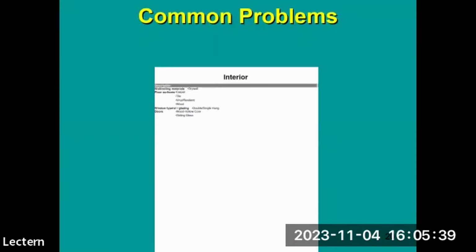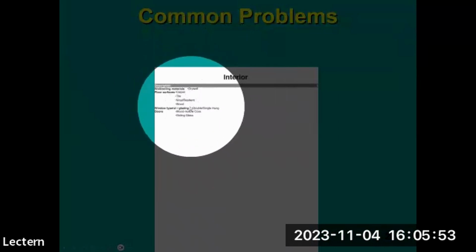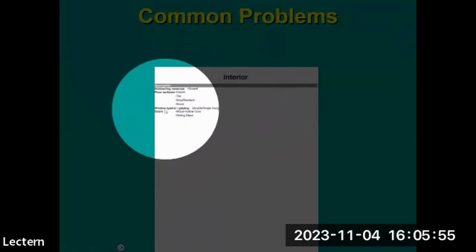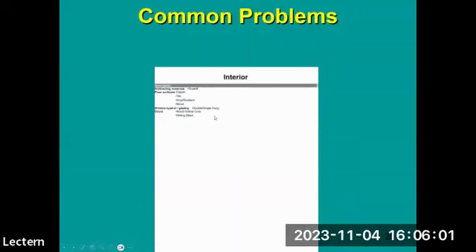Here's another one. Lack of information in the report. I think this guy was just trying to hit the basic minimum required information in the report. So we've got interior, wall, ceiling materials, drywall, floor surface, carpet tile, resilient vinyl, wood, glazing, double, single hung windows, hollow core doors, sliding glass. There you go. There's your report.